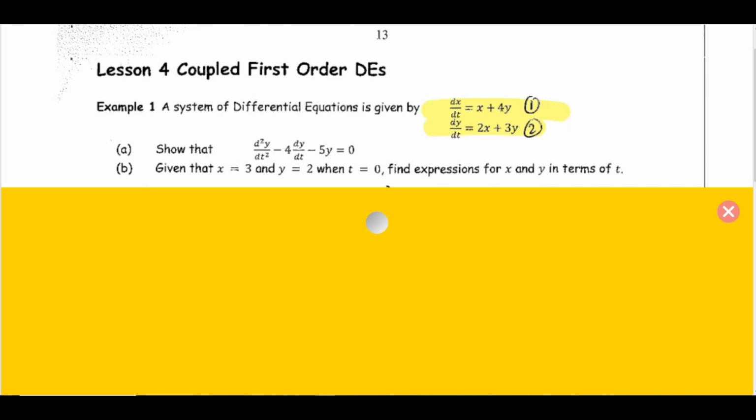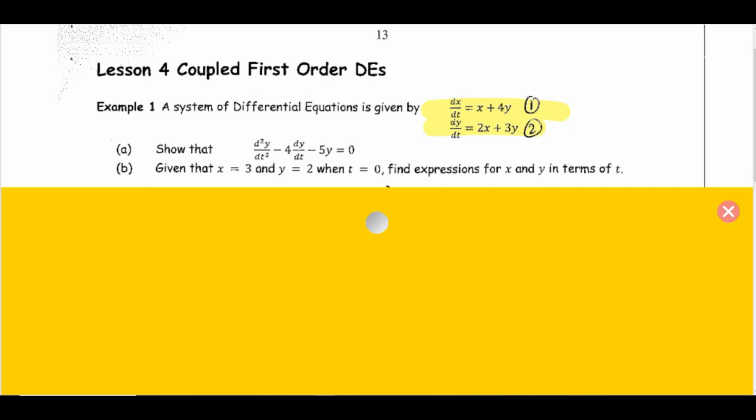Solving these means to try to find an expression for x in terms of t and an expression for y in terms of t. Now, what I'm going to show you is that any pair of coupled first order differential equations of this form can be converted into a second order differential equation involving two variables, either linking x and t or linking y and t. Now, I think a question of this type is highly likely to be a show that question.